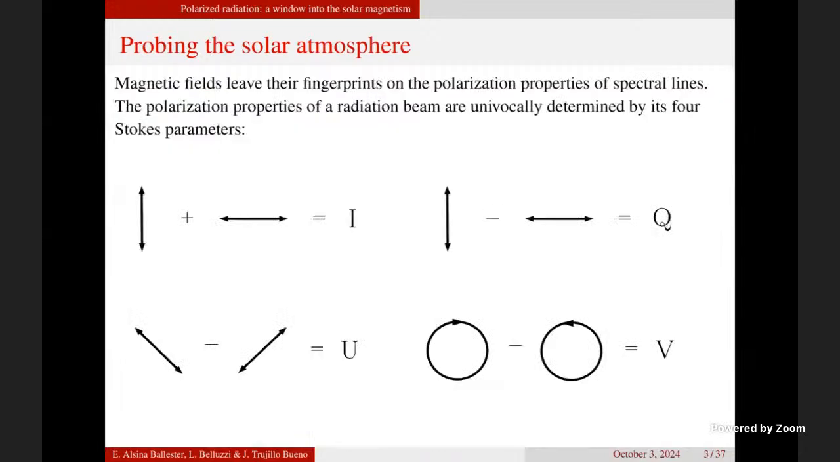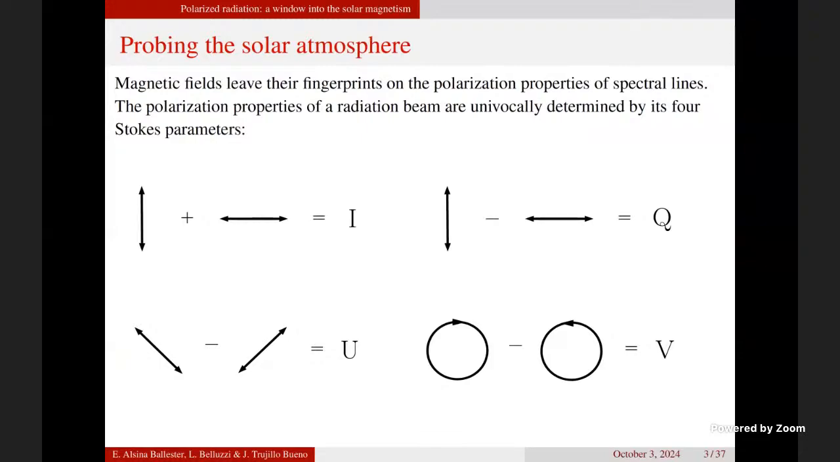Moreover, if our interest is specifically on magnetic fields, they leave their imprint on the polarization of spectral lines. The polarization properties of radiation are univocally determined by the 4 Stokes parameters, which are differential measurements of the specific intensity, applying filters that select for different polarization states. Thus, Stokes I gives us information on the full specific intensity. Stokes Q and U together give us the orientation and degree of linear polarization. And Stokes V gives us the circular polarization.